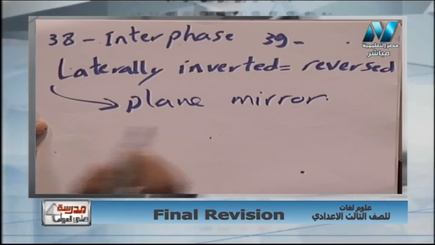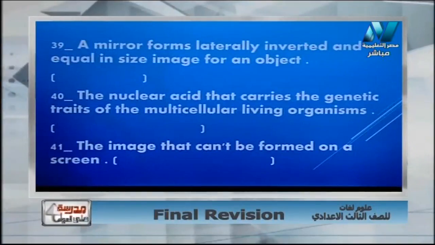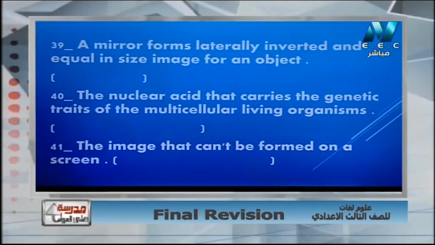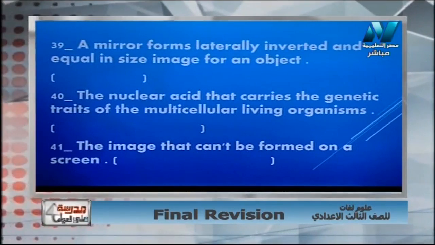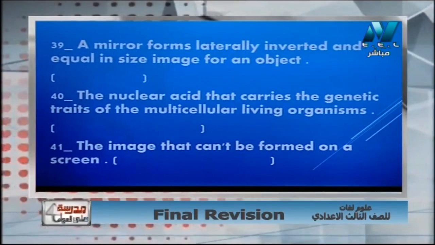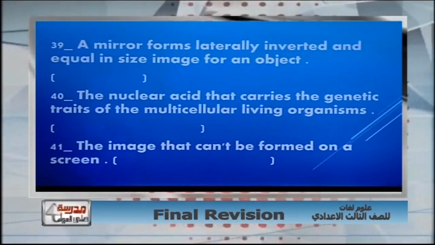And equal. If I only depend on the word equal, we have two types of optical pieces that form equal. A plane mirror always forms equal. Always. Concave mirror forms equal in one state only, if the object is at the center. Convex lens forms equal if the body is at the center.